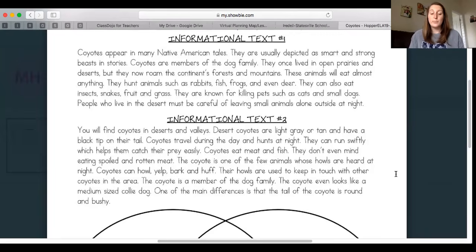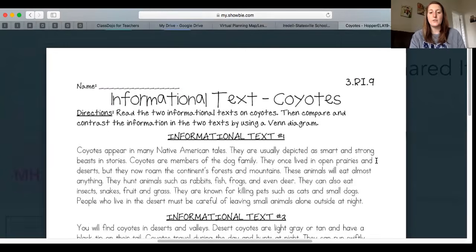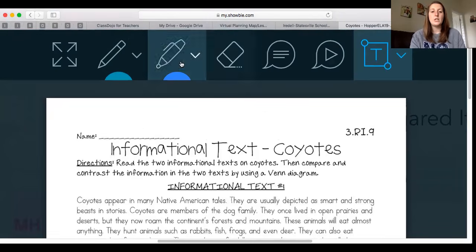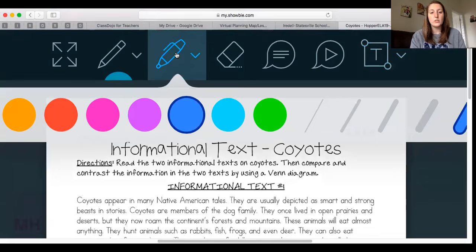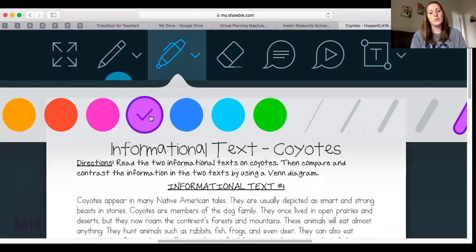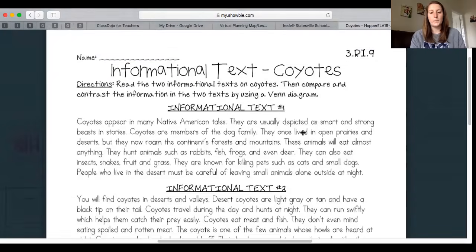So now that we've read both of these texts, I'm going to show you a strategy that I would show my class that can help you complete your Venn diagram. We want to be very specific when we're writing our information down below. So I would get a highlighter. I am on Schoology, so you should be able to do this with your assignment. My favorite color is purple, so I'm definitely going purple.